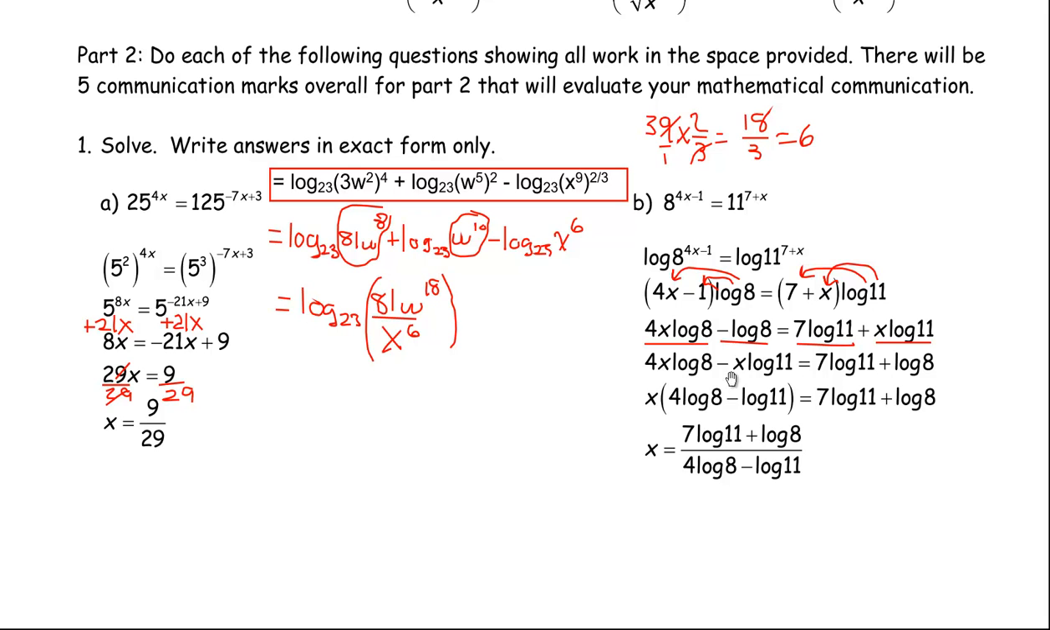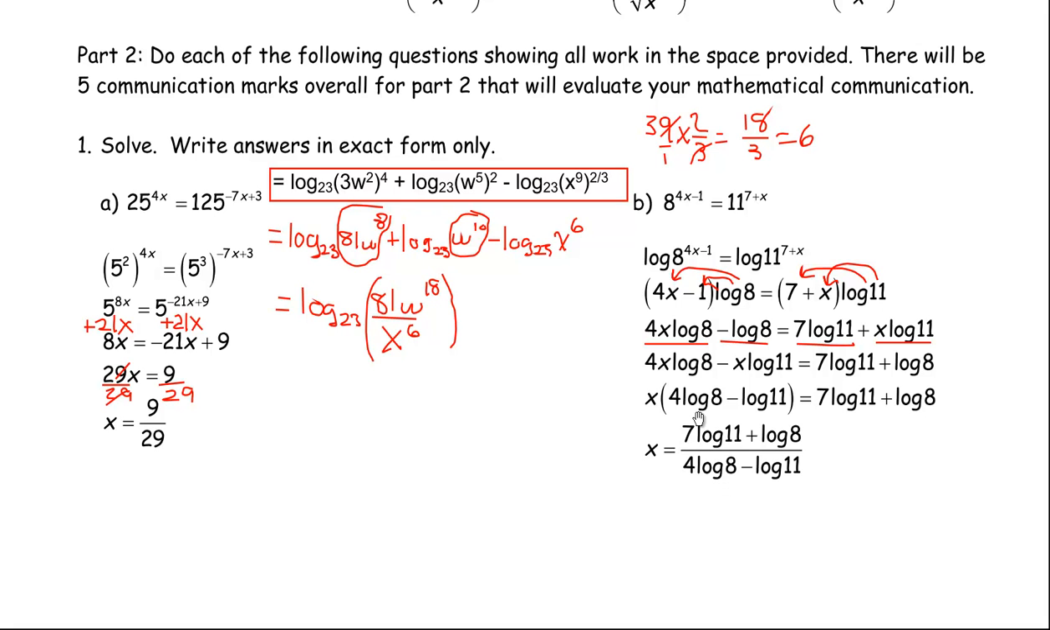Now these are the only two terms that have x's, so we can factor an x out. So if I factor an x out of this, the x is gone, it's just 4 log 8, and then the x is gone because I factored it out in log 11, equals this expression. And then to isolate for x, I would divide both sides by this expression. So basically x is this over this, so that's the exact value.